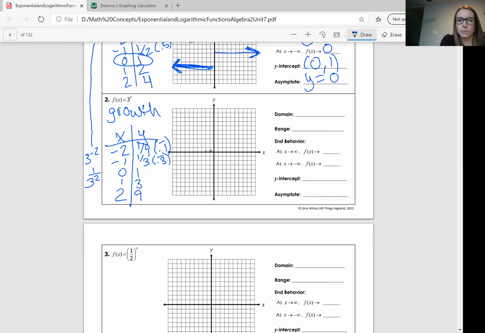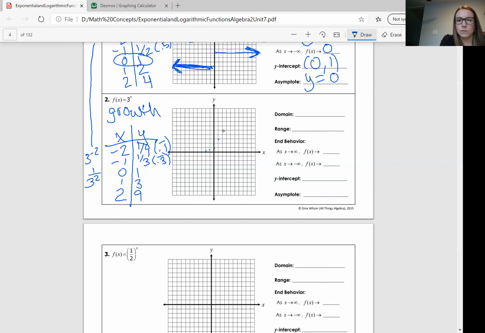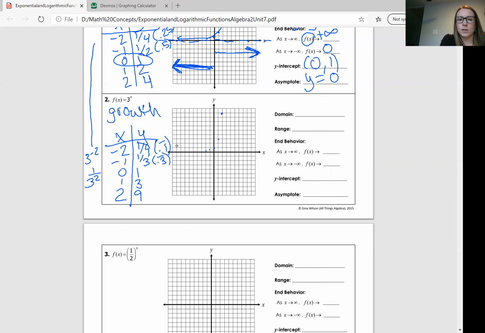Okay, -1, 1/3, 0, 1, 1, 3, and 2, 9. Okay, again, draw your curve. Now, again, make sure, sorry, I'm not going through all the points. Make sure that this does not cross that axis there. Okay, there's an asymptote here, it never crosses it.